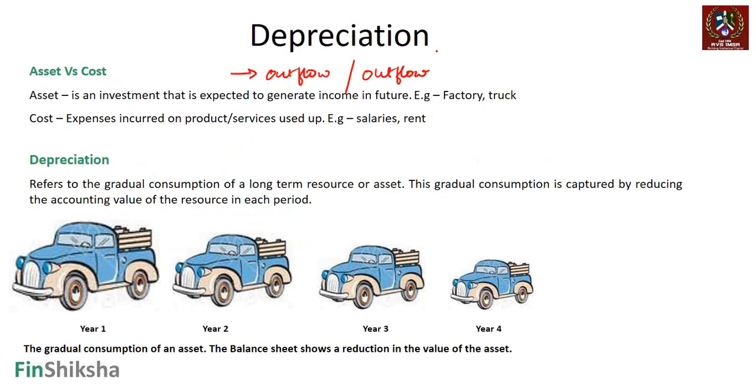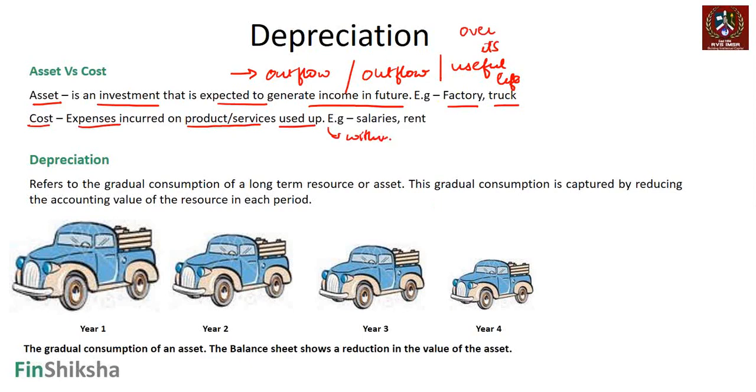The key differentiation is from the concept of useful life. An asset or a long-term asset is an investment that is expected to generate income in the future, for example, a factory or a truck, usually over its useful life. So it will generate money for us over its useful life. A cost, on the other hand, is any expense incurred on products and services that are used up within the same period. Within the same period, if there are some costs that are taken up, that's basically the cost that is going to come in, correct?